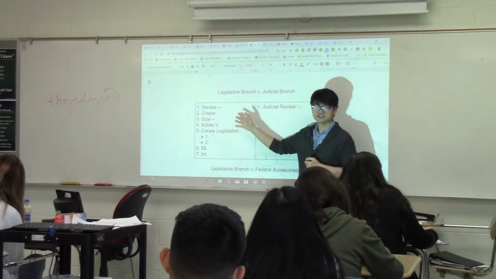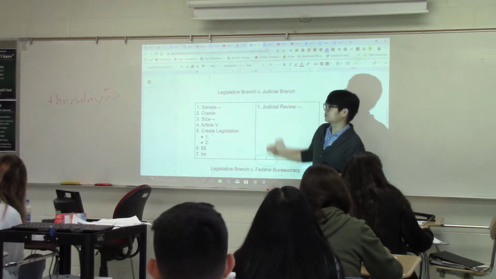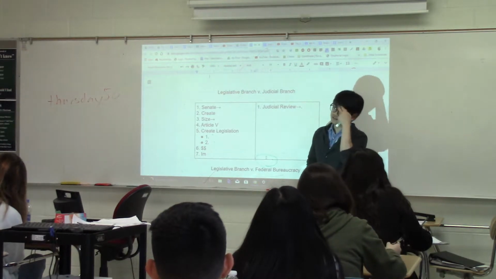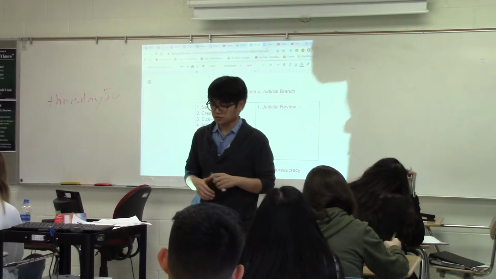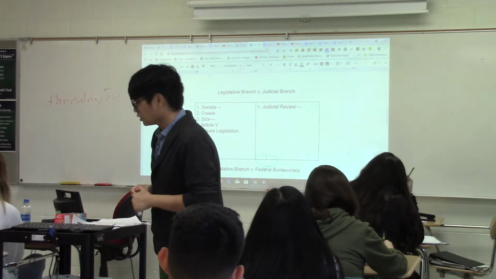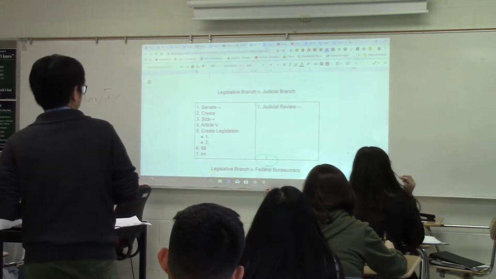Any confusion? All right, what's the only thing the judicial branch can do to the other ones? Judicial review. In case of Congress, what can they declare unconstitutional when it comes to Congress? Laws or legislation passed by Congress.